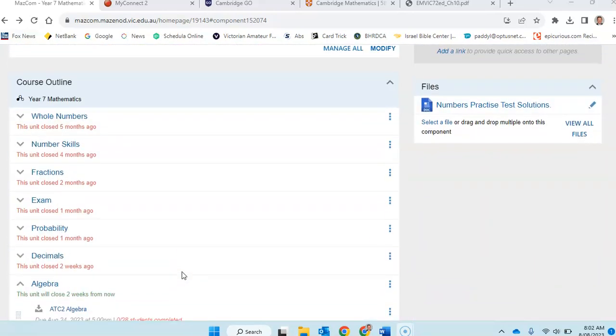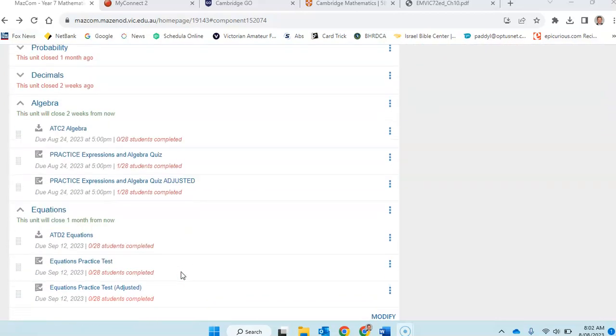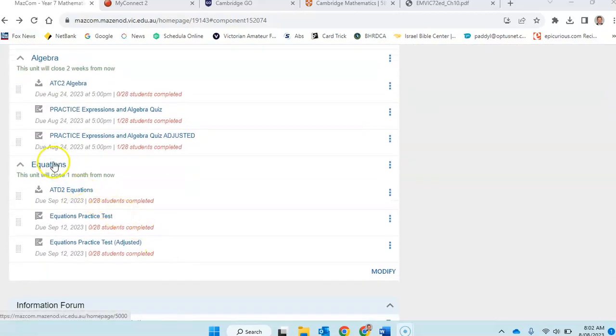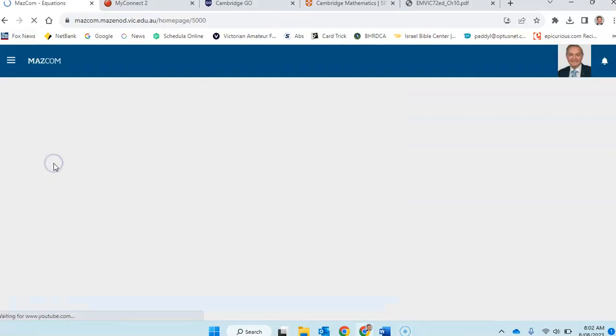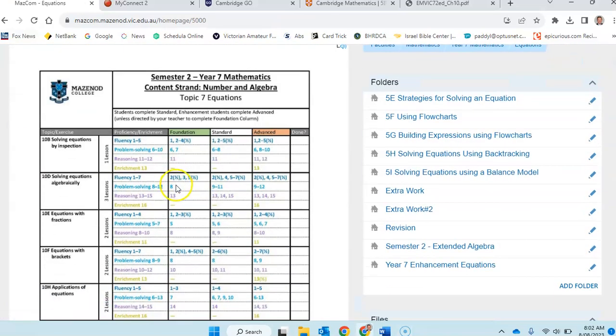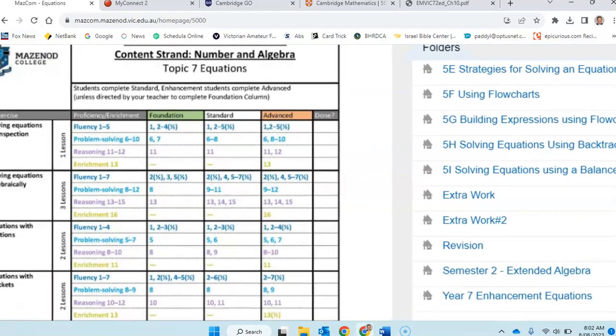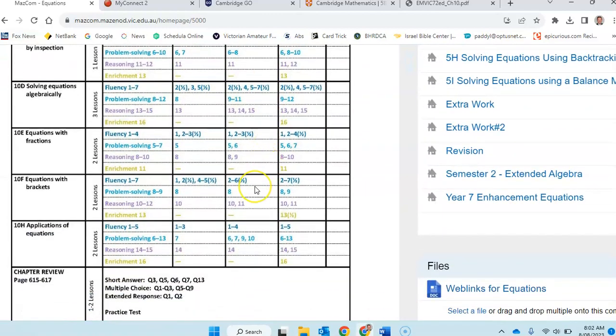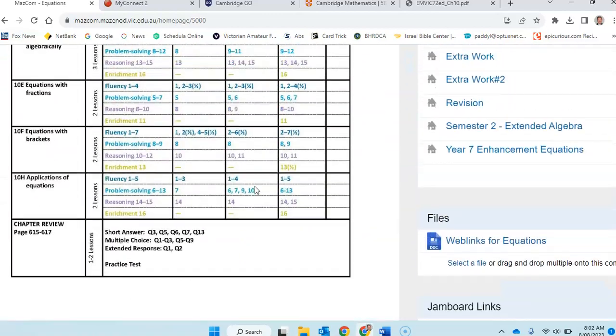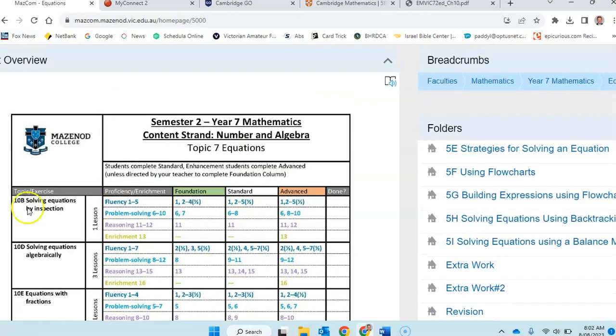On Friday, when we had our test, I gave you the work outline for the next topic, which is equations, chapter 10. This is what you've got here. You've got a copy of this. You need to make sure that you stick that in. We'll be starting with 10b.